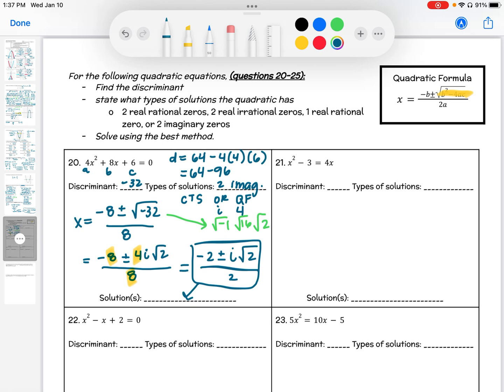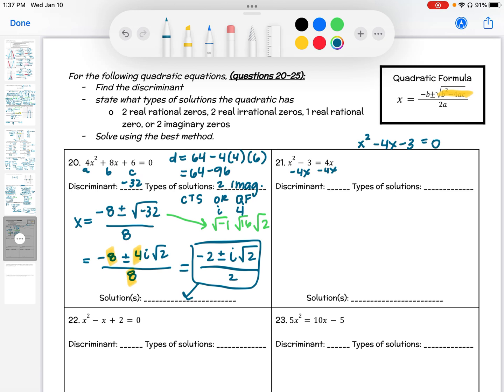All right, so number 21. Let's find our discriminant, but first thing, we need to make sure that we're set equal to 0. So we have this 4x over here. I'm going to subtract 4x from both sides. I'm going to rewrite this so we have x squared minus 4x minus 3, so it's still in the same order that we're used to.